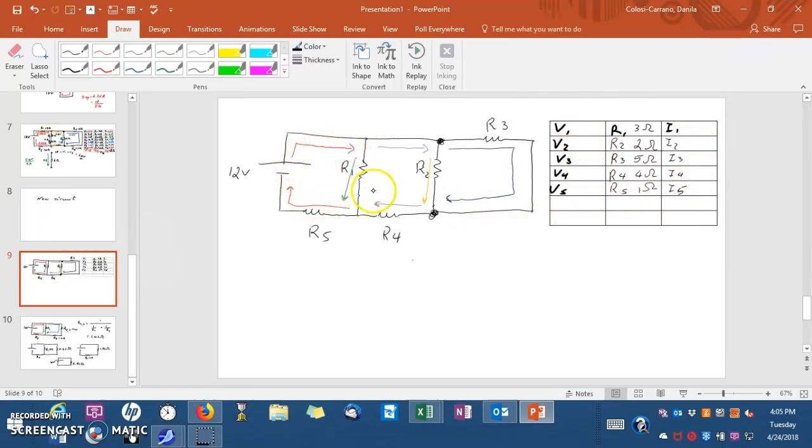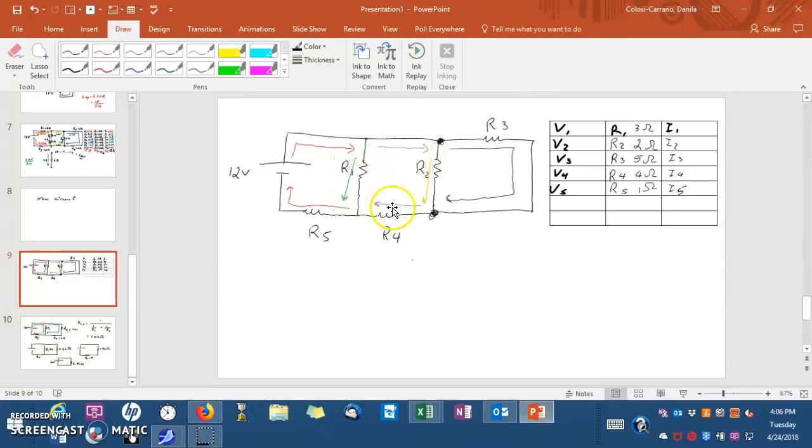Those colors here tell you exactly where the current is going. Current red means that those resistors crossed by the same current are in series. As you see, only R5 is there. There's nothing else that the red current is crossing. R1 is alone, okay, because it's crossed by the current green.